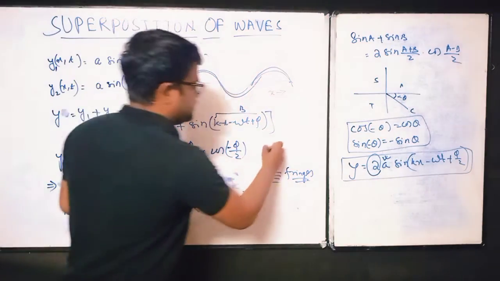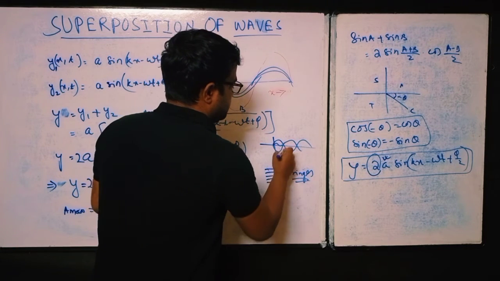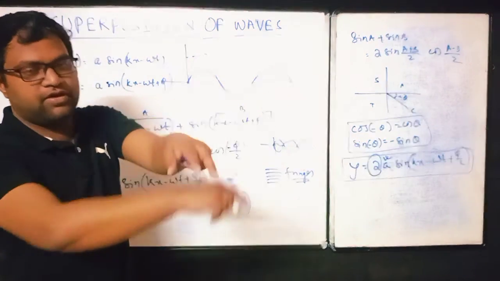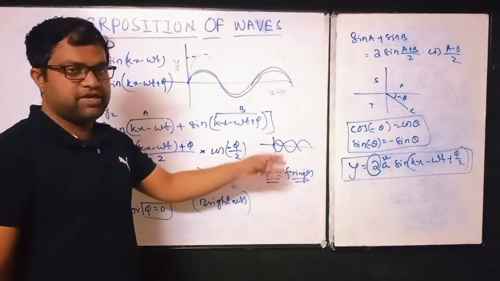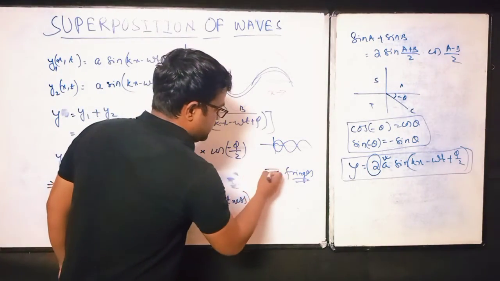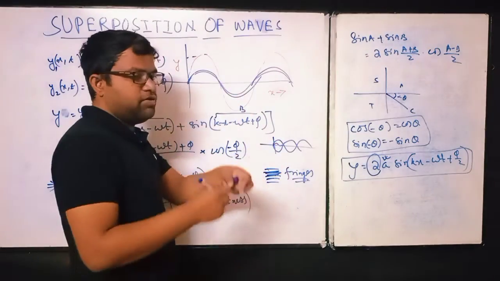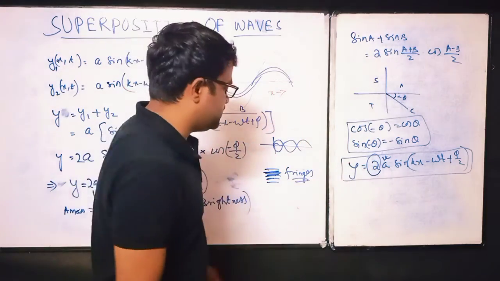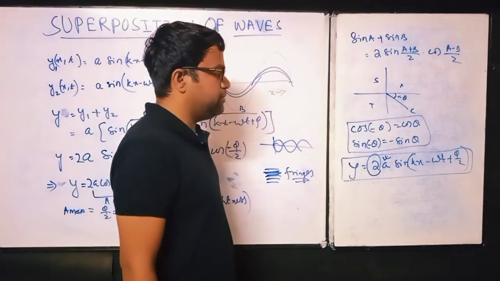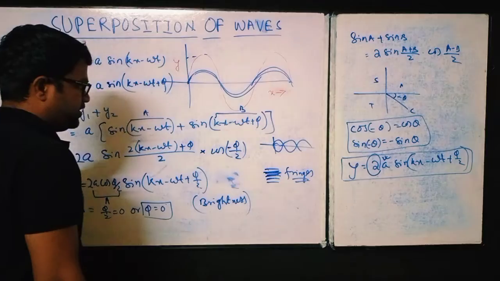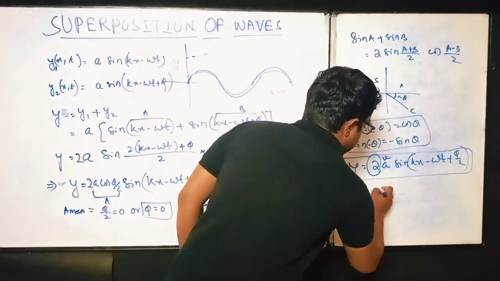Now let's say two waves interact like this. One wave is this, another wave is this. Then the amplitude will vanish because they are in opposite phase, and you will get darkness. So you get darkness, then bright, then darkness, then bright. How do you get darkness? When the amplitudes of the two waves cancel each other, which happens when the phase difference phi becomes pi.